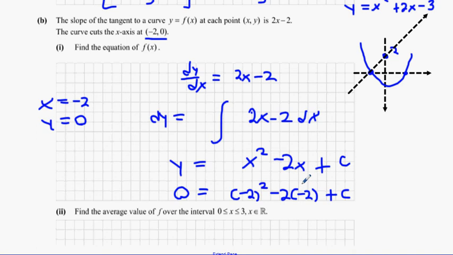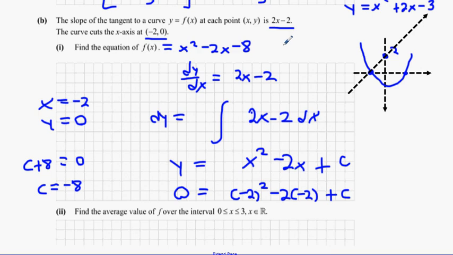4 plus 4, 8, yeah? C plus 8 equals 0, so what does that make C? C is minus 8. Therefore, what's the equation of the curve? It's x squared minus 2x minus 8. Alright, you guys? When you differentiate that, what do you get? You get 2x minus 2, don't you? It's a U-shaped curve that when you differentiate it, you get 2x minus 2. And the point minus 2, 0 is on this graph.